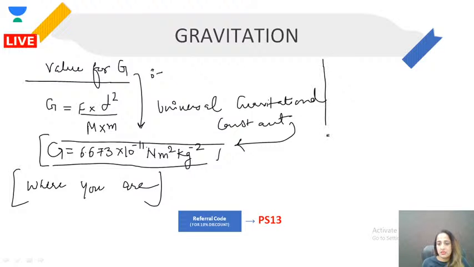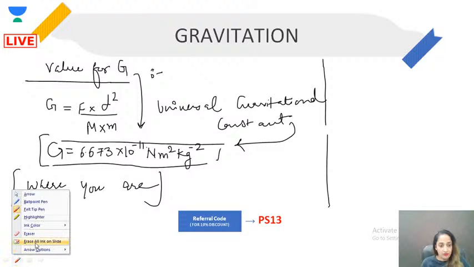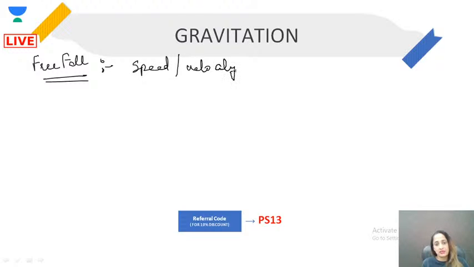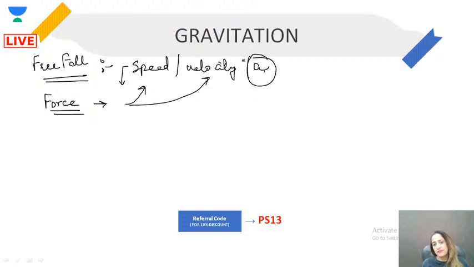Now, next important point, I'll just erase this off. Next is very important: what is free fall? You remember I started this lecture with speed, velocity, acceleration and all those things, and then I said this is impacted by some kind of force. If force is there, it can change the speed or the velocity, and the rate of change of speed or velocity is called acceleration. So it all depends upon the force.